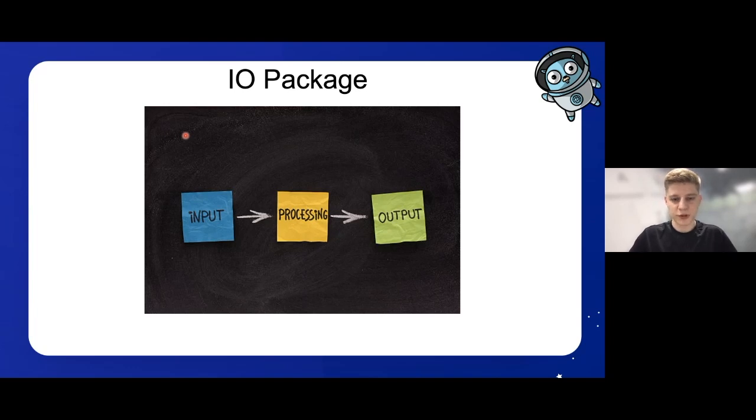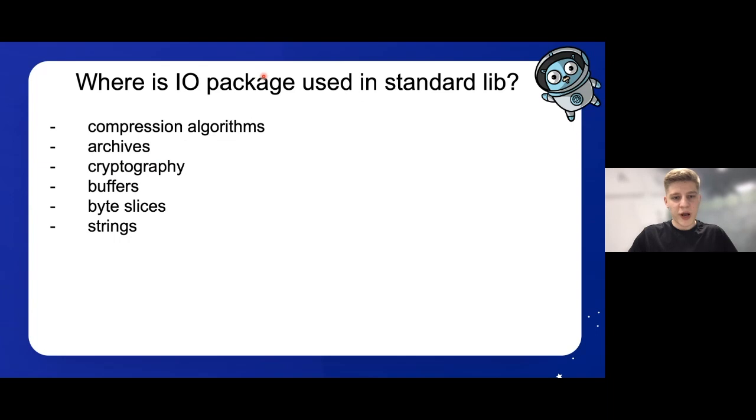Yeah, let's move on. Where is the IO package used in the standard library? It's used in compression algorithms like Gzip, for instance. It's used in archives like zip and so on. In the cryptography package, in buffers, byte slices, and strings.